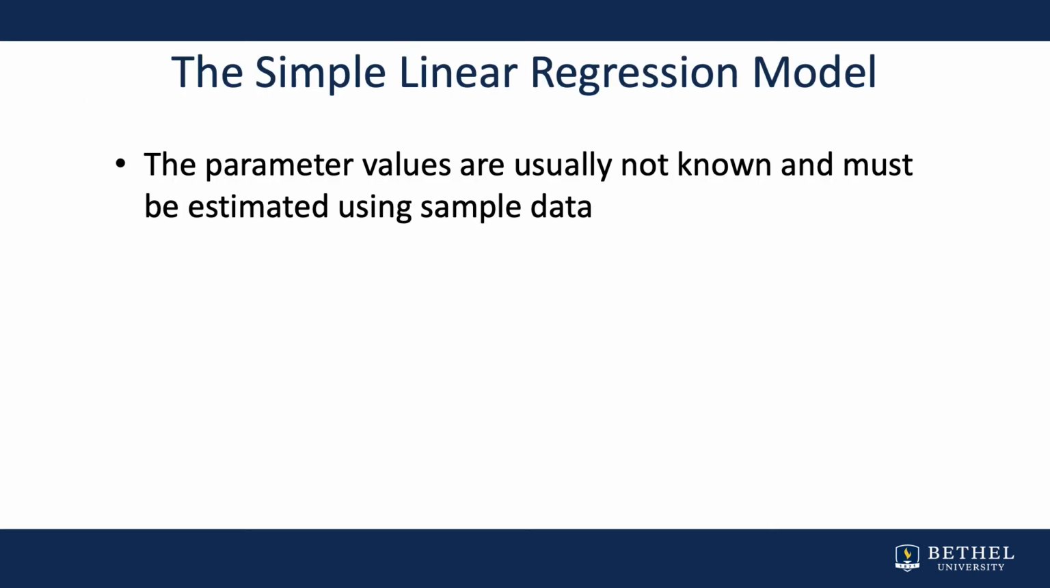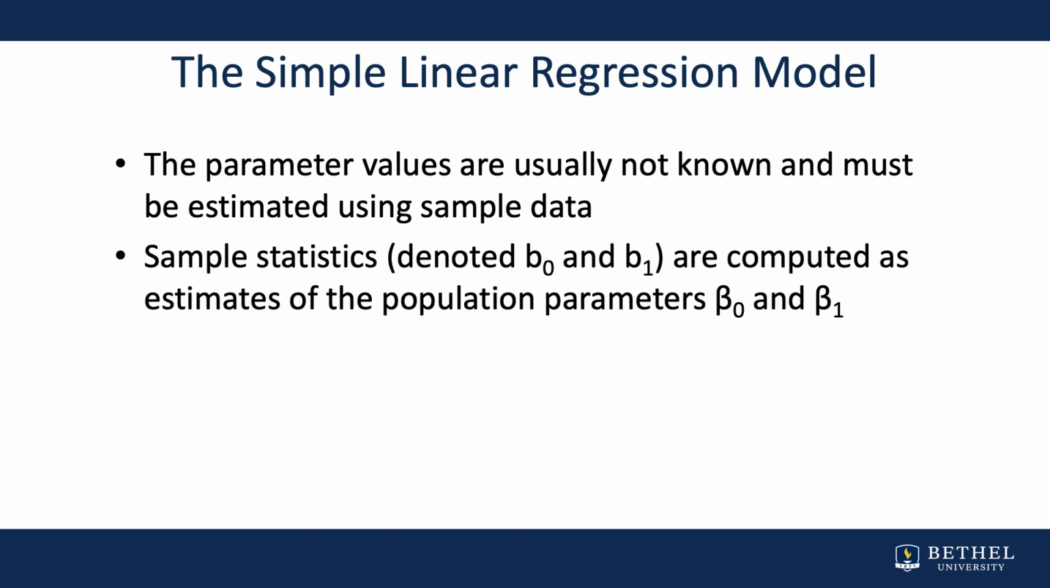The parameter values are usually not known and must be estimated using sample data. So sample statistics, noted by b sub 0 and b sub 1, are computed as estimates of the population parameters, beta sub 0 and beta sub 1. The key thing to notice is that when we're dealing with a sample, a smaller subset of the overall population, we're trying to estimate what the relationship is going to be of the larger population.